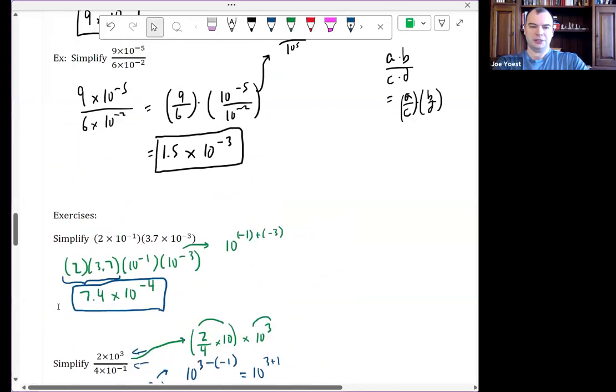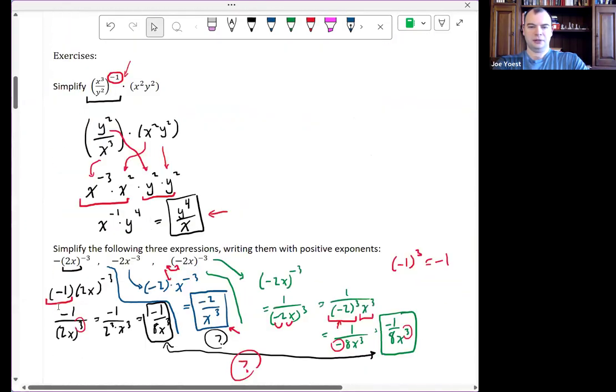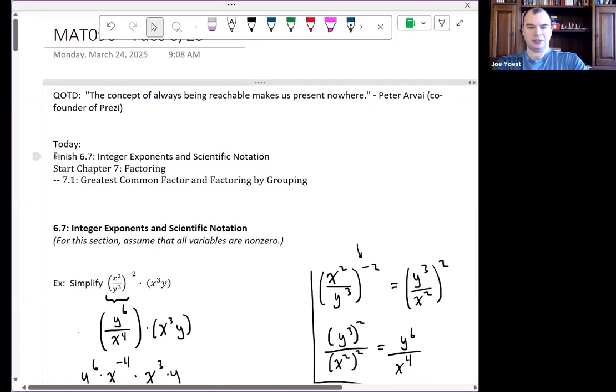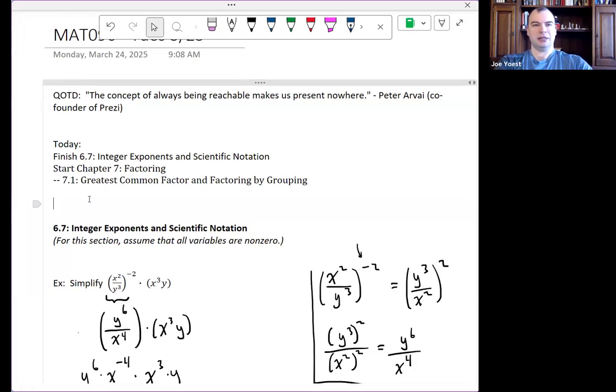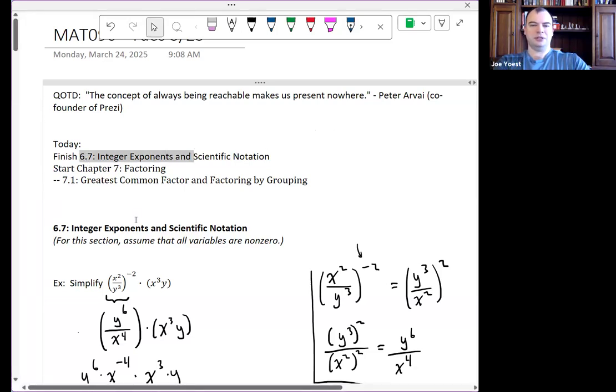Okay, so are there any questions on really anything in chapter 6? We're done with chapter 6 at this point, so we talked about monomials and polynomials and some operations on them, how to add, subtract, multiply, divide them, as well as some information about integer exponents, scientific notation at the very end here.